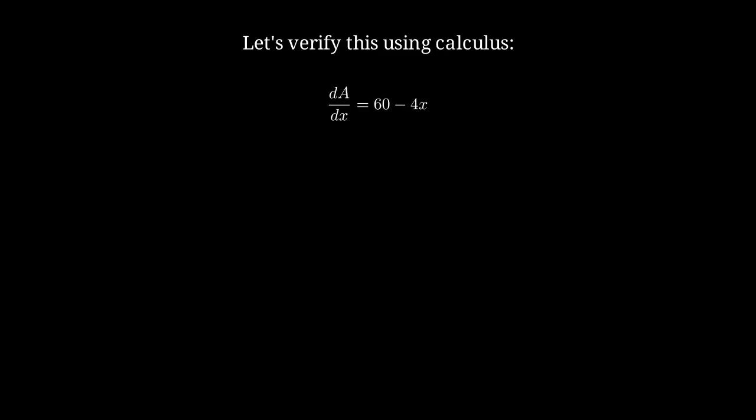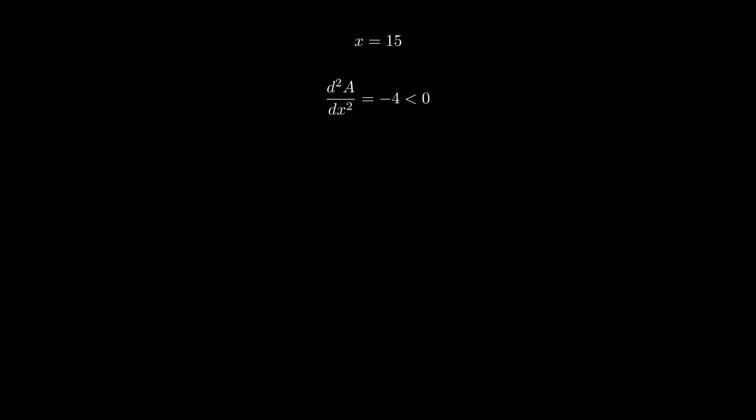The derivative of our area function is 60 minus 4x. To find critical points, we set the derivative equal to 0. That gives us 60 minus 4x equals 0. Solving for x, we get x equals 15. The second derivative is negative 4, which is less than 0, confirming this is indeed a maximum.